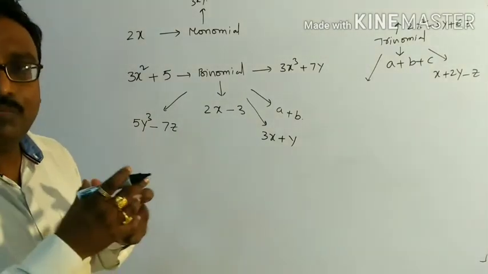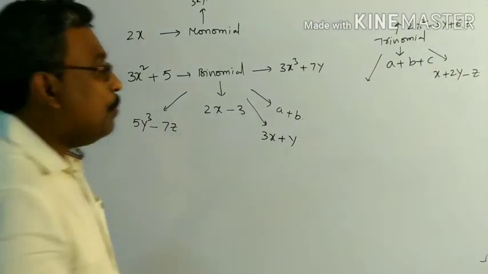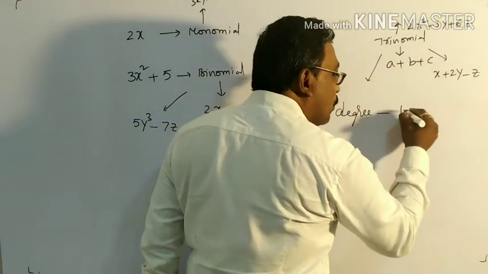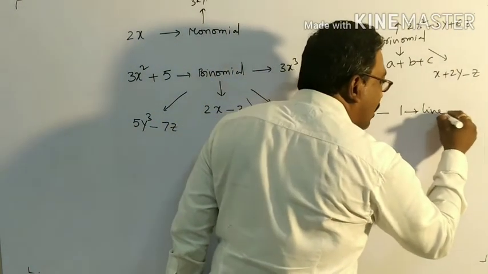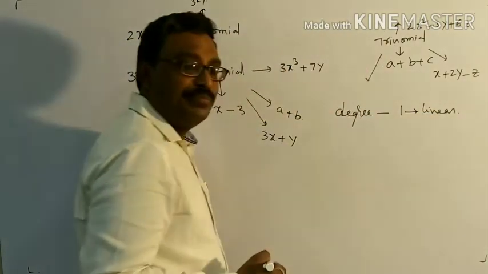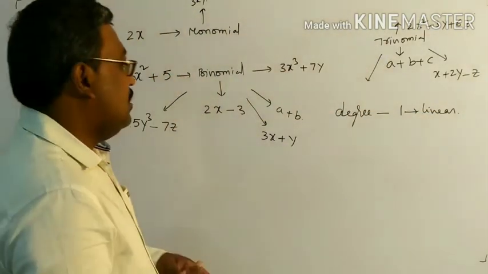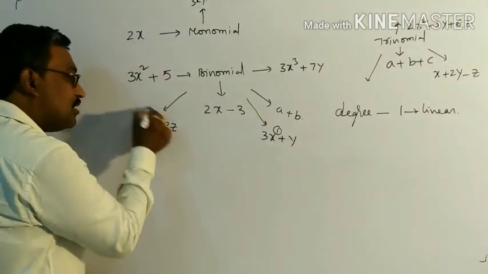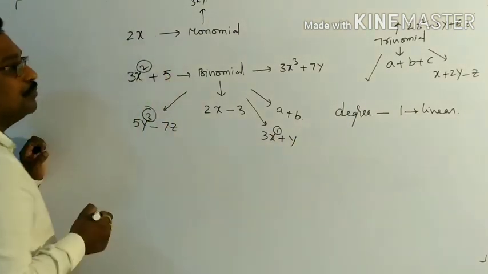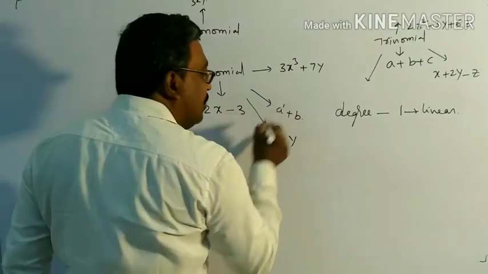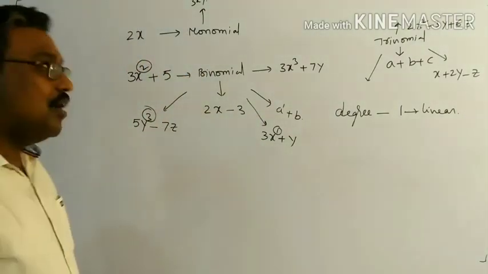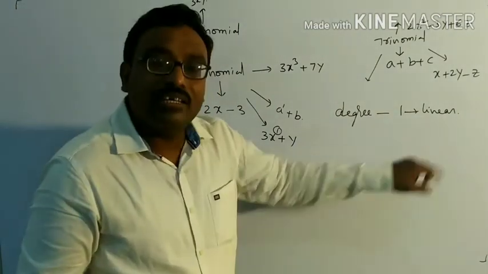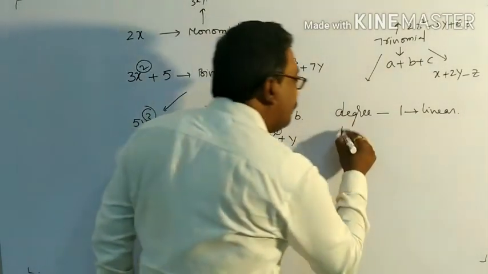In these algebraic expressions, if the power or degree is 1, then it is called a linear expression. Degree is 1, that means here power is 1. Here power is 3. Here power is 2. Here nothing means 1. So here degree is 1. It is called linear polynomial.